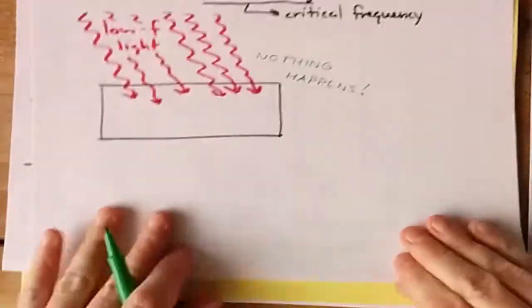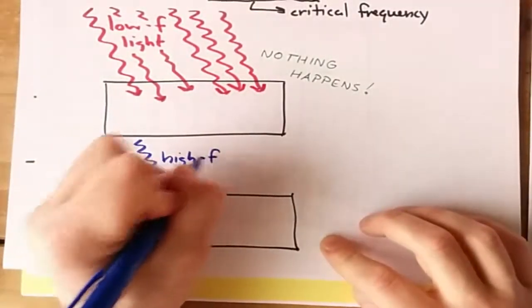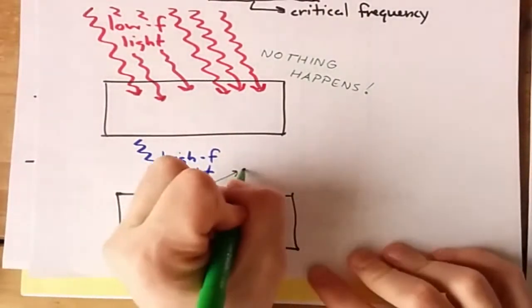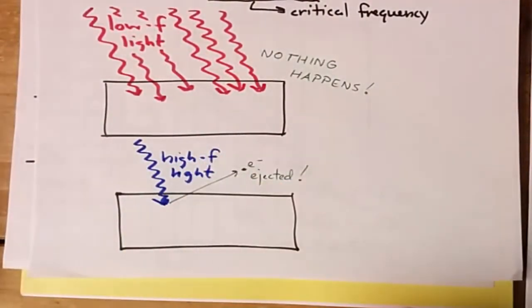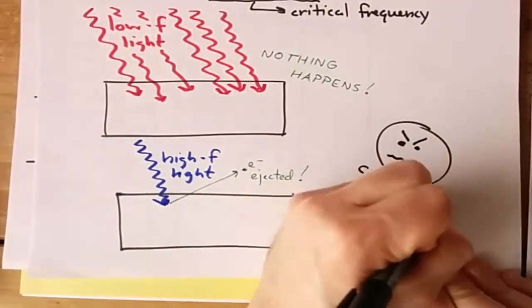Also, if you send in light above that critical frequency, even if you send in a small amount of energy, if it's above that critical frequency, some electrons will be emitted and make it to the opposite plate. Now, this could not be explained by classical physics.